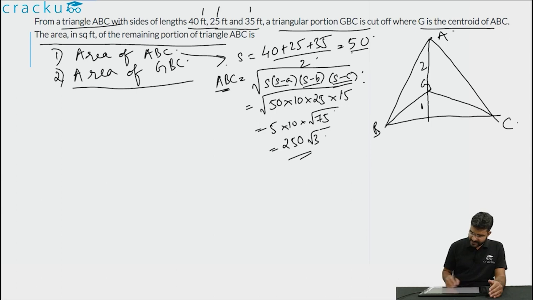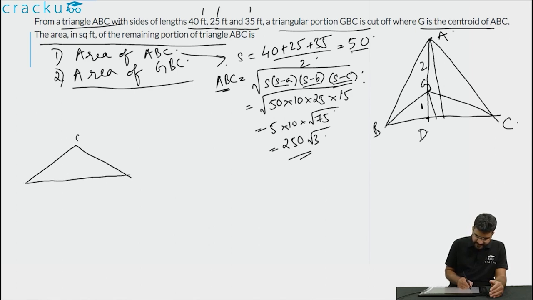So if you are looking at, suppose the midpoint of BC is say D. Now draw an altitude from A to BC. I will draw these lines again to get a better understanding. Suppose this is GBC, this is G, this is B and this is C.